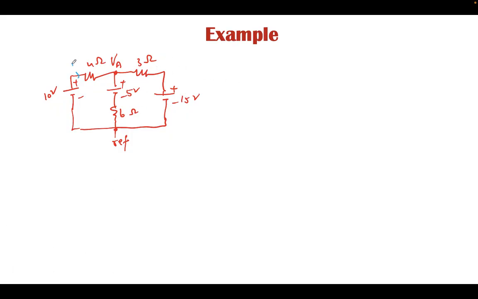Let's consider the current in this branch is I1, the current in this branch is I2, and the current in this branch is I3. Now I1 is defined as, because current is flowing in this direction, it means this is higher potential, this is lower potential, (10 minus VA) upon 4. Similarly, we can define I2. I2 is the current in this branch. This is higher potential, this will be lower potential. Then it can be considered as (15 minus VA) divided by 3.